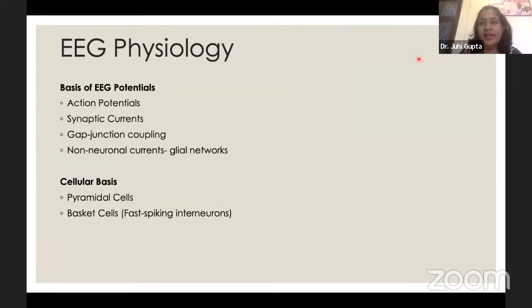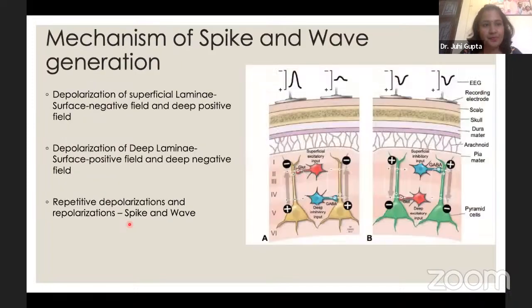So regarding EEG physiology, the basis of EEG potentials extends not only to the action potentials of these cells, but also to the synaptic currents, the gap junction coupling, and of course also the non-neuronal currents. It's not only the neural cells, but also the glial networks which contribute to these currents. And the cellular basis, apart from pyramidal cells, also includes basket cells, which are also known as fast spiking interneurons.